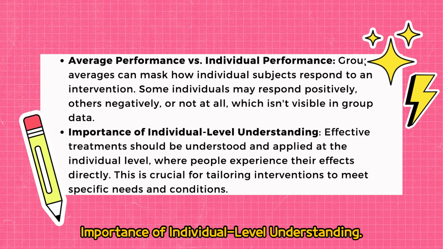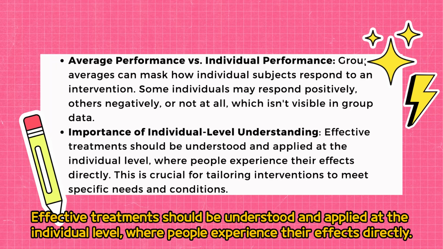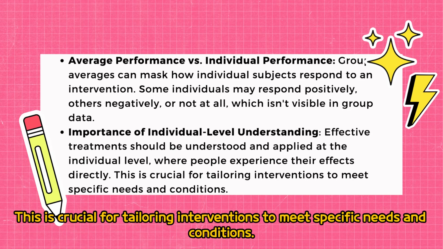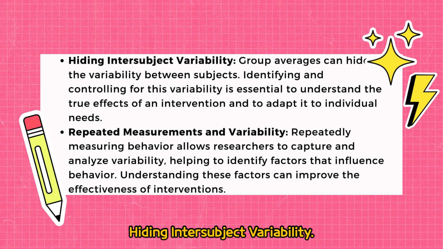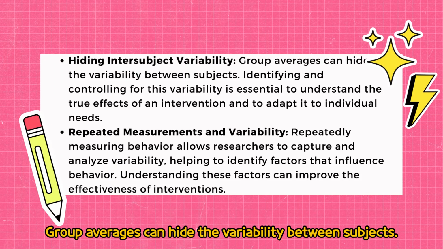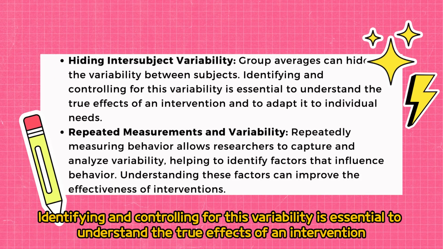Importance of individual-level understanding. Effective treatments should be understood and applied at the individual level, where people experience their effects directly. This is crucial for tailoring interventions to meet specific needs and conditions. Hiding intersubject variability. Group averages can hide the variability between subjects. Identifying and controlling for this variability is essential to understand the true effects of an intervention and to adapt it to individual needs.